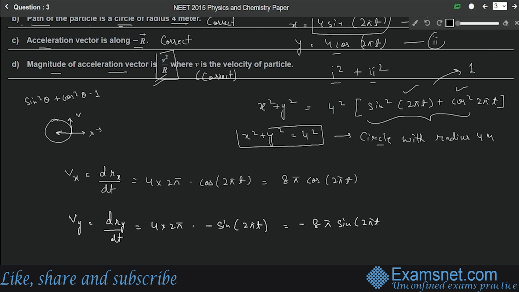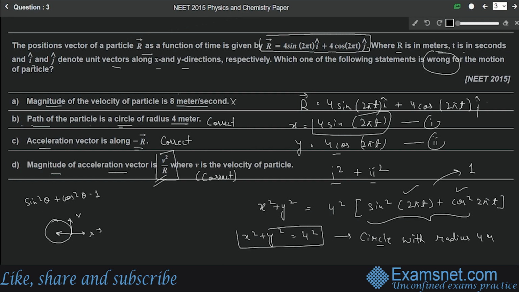So these are the velocities along the x and y direction. What will be the net velocity? It will be equal to the square root of vx square plus vy square. On solving by putting the values of vx and vy, we get 8 pi meter per second. So the velocity is 8 pi meter per second, not 8 meter per second, because pi is equal to 3.14. To find the exact velocity, you have to multiply 8 by 3.14.